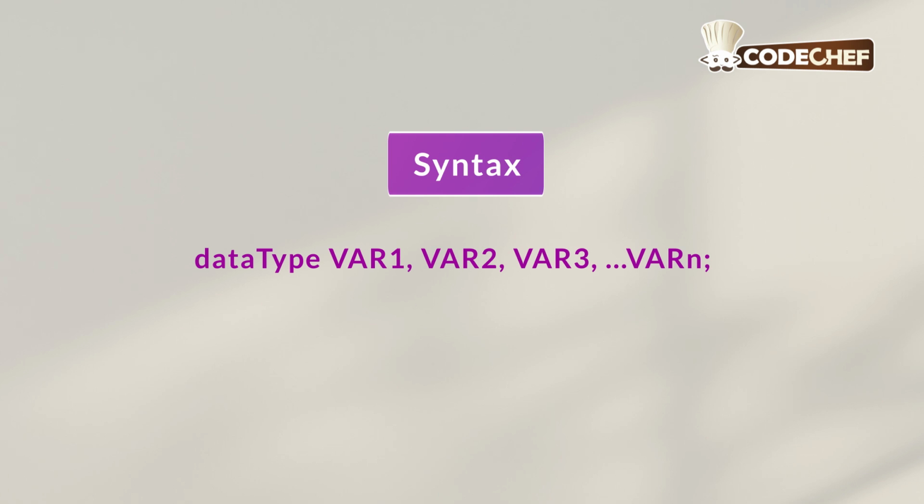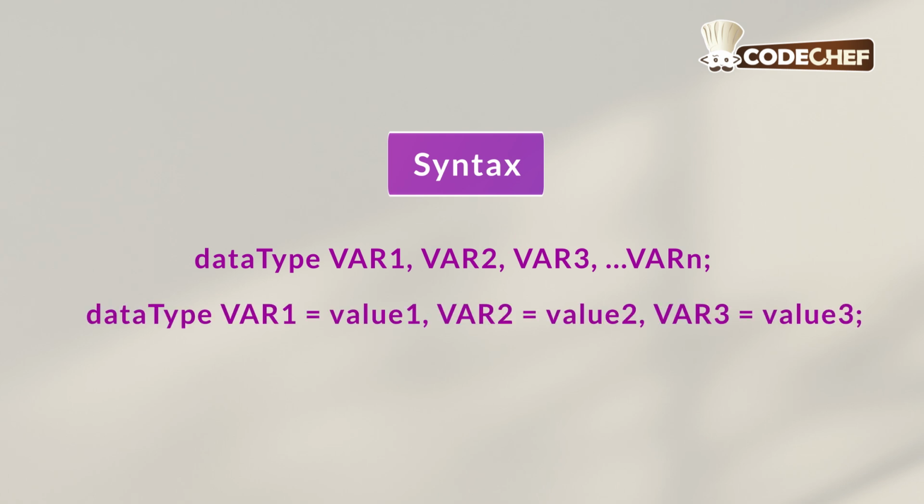Well, we can also assign values while declaring. How to do that? For example, the data type, then var1 is equal to its value, comma, var2 is equal to the value of variable 2, then var3 is equal to the value of variable 3 and so on. Now let's go to the CodeChef platform to see an example for declaring multiple variables in C++.